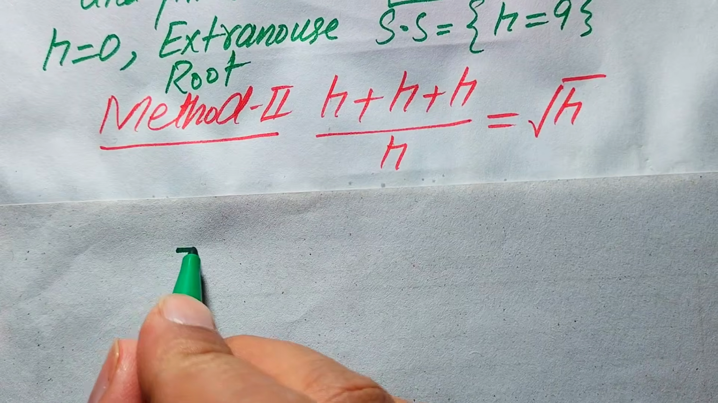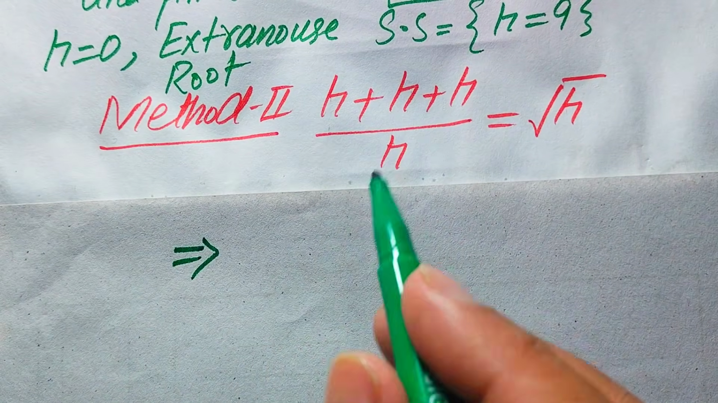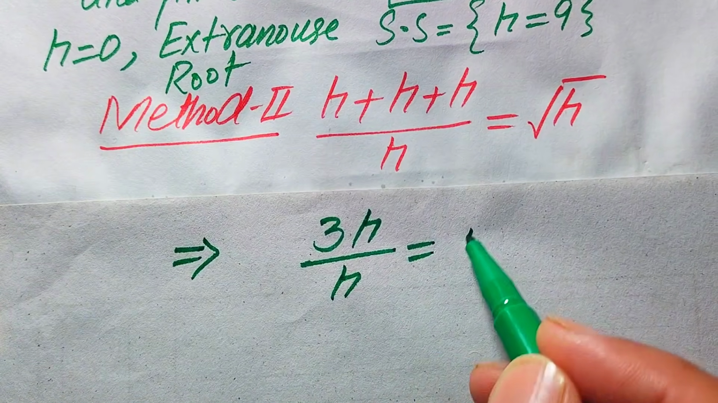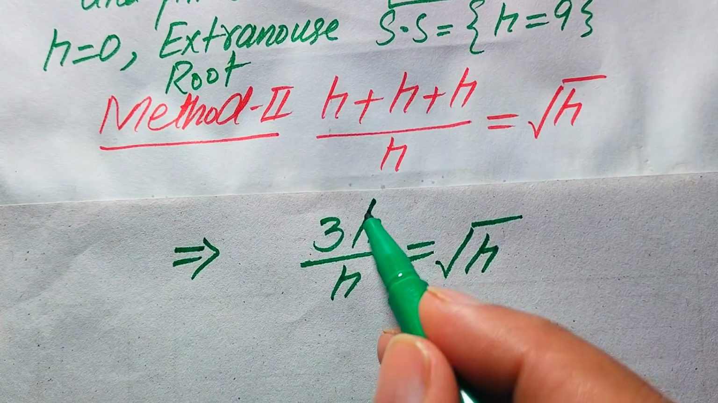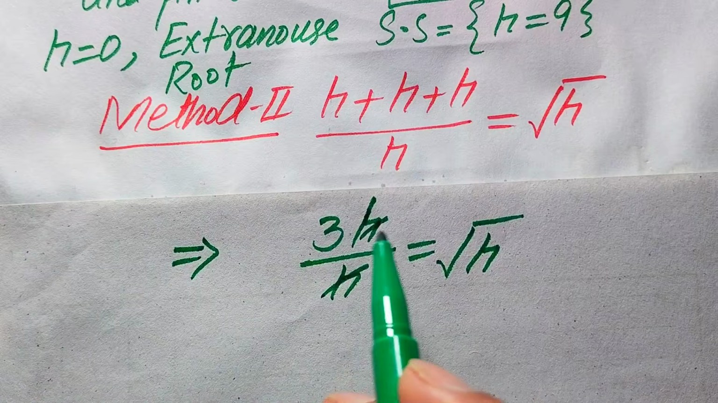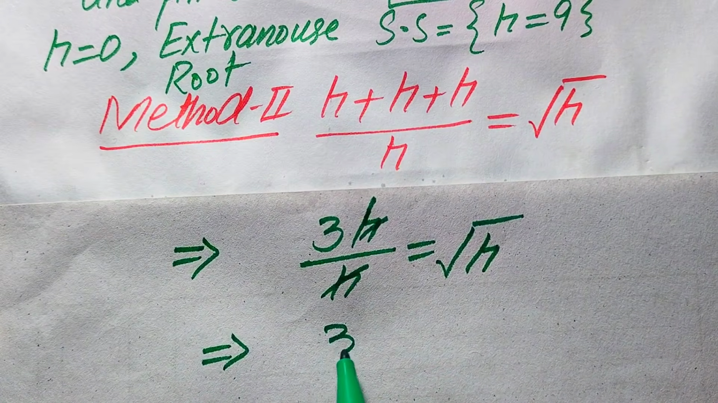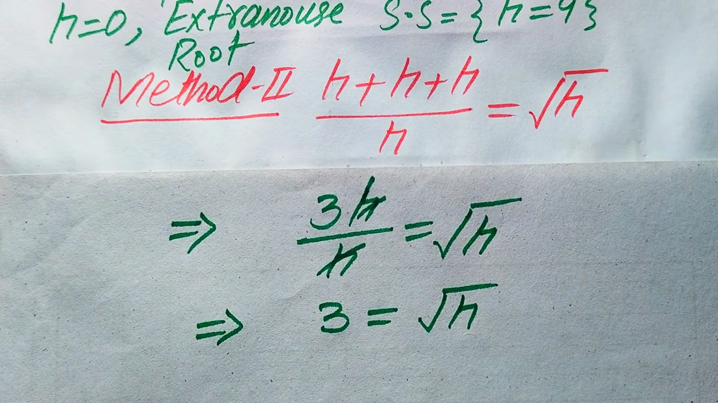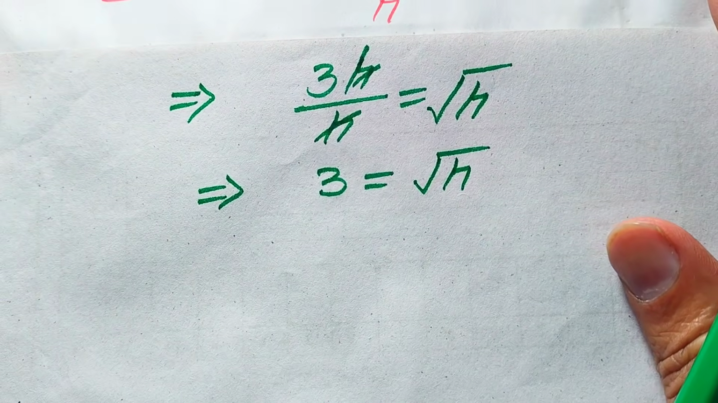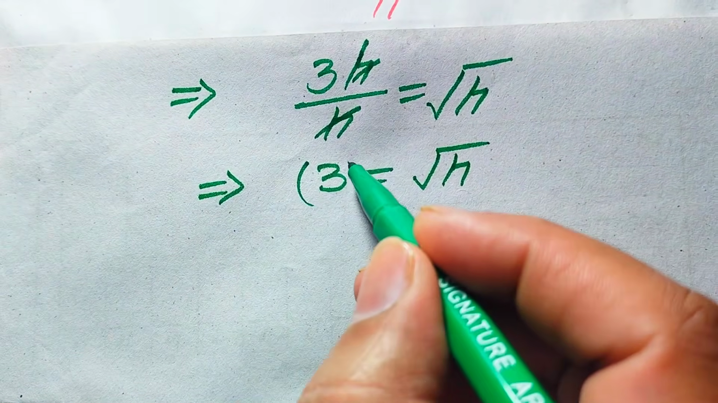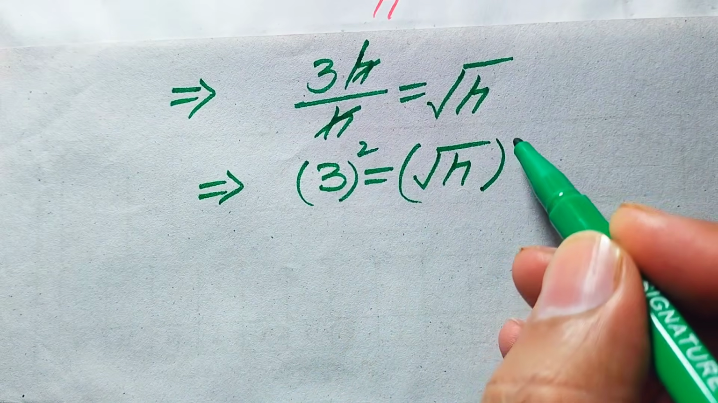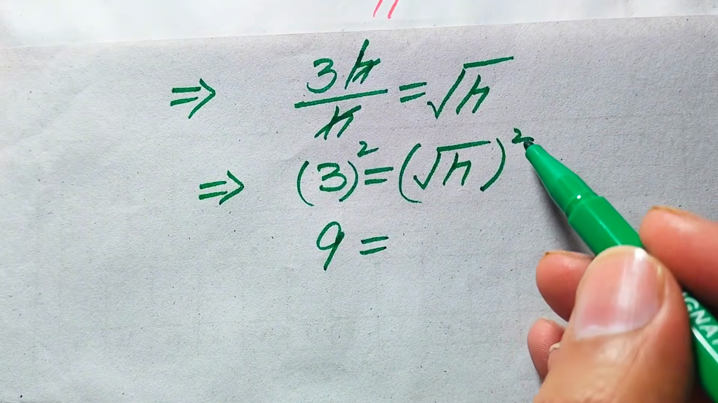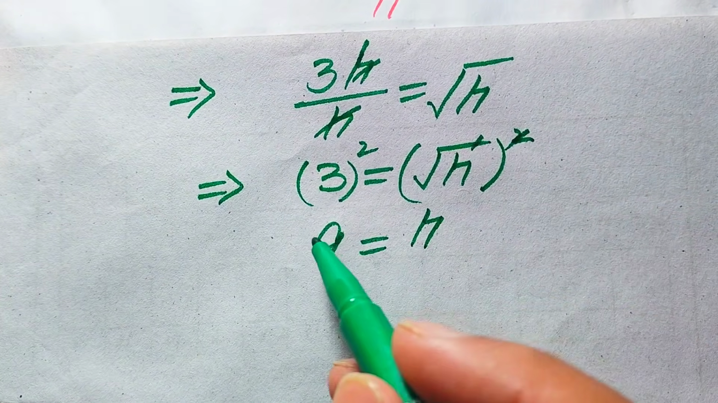Here first we repeat the first step, and we add h 3 times. We write it as 3 times h divided by h is equal to the square root of h. Now you see this h and this h are gone, and we obtain 3 is equal to the square root of h. Now our target is to find the value of h. So for this we apply squaring on both sides, and when we apply squaring it is written in this form. You know that 3 squared becomes 9, and the square and square root are gone, and we get h.